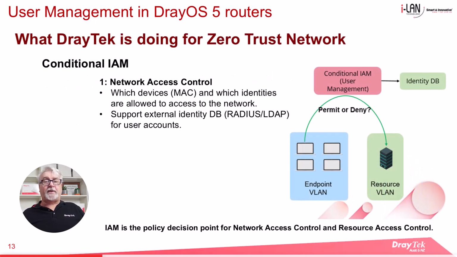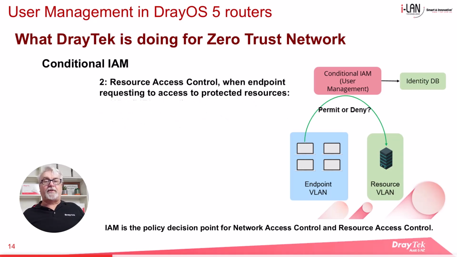Hence, Identity Access Management, IAM, is the policy decision point for network access control and resource access control. For network access control, IAM will check devices using MAC addresses, for example, and decide whether to give them access to the network. It will also support an identity check using databases such as Radius or LDAP for user account authentication. Also planned is support for Microsoft Office databases for seamless integration with a Teams or Office account.